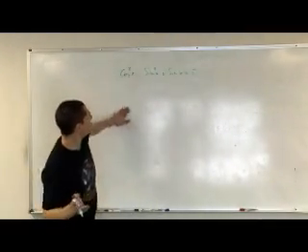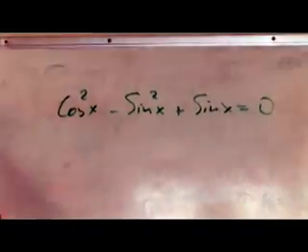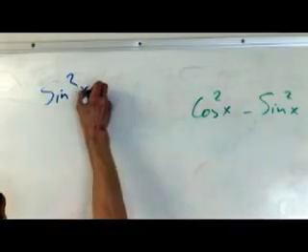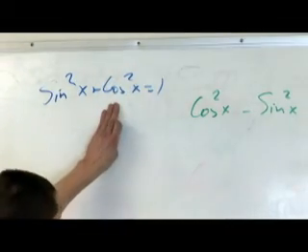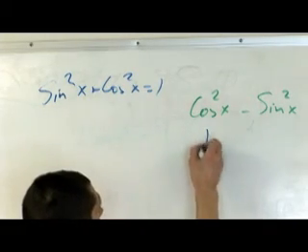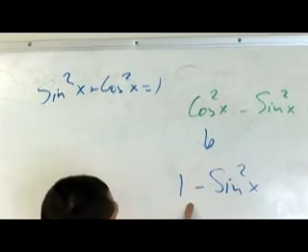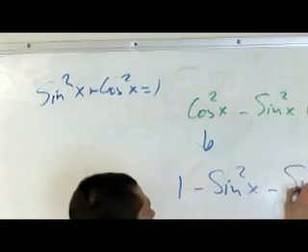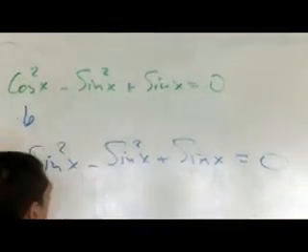Okay, so once again, if there are solutions, we have a problem here. We have sines and cosines, and that's going to be problematic. But we already know that sine squared x plus cosine squared x is equal to 1. So cosine squared x is equal to 1 minus sine squared x. So 1 minus sine squared x minus sine squared x plus sine x is equal to 0.